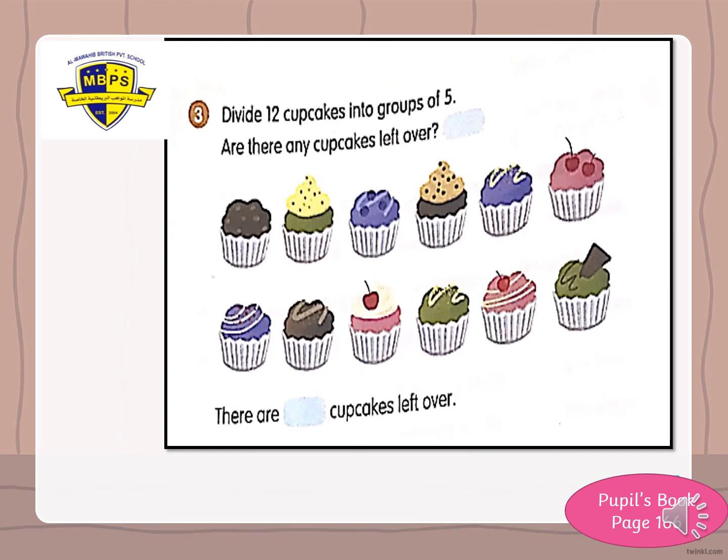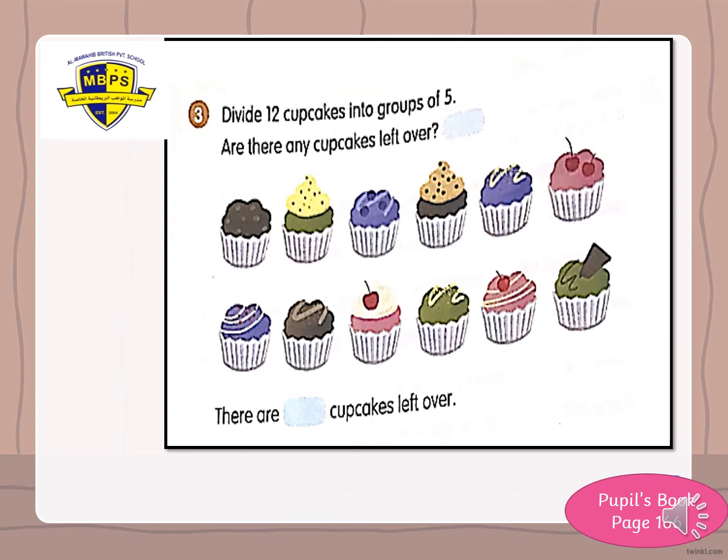Now turn over the page and open page 166 in your pupil's book. Question number 3. Let's read the question. Divide 12 cupcakes into groups of 5. So we will divide the 12 cupcakes into groups of 5. If I say the word groups, then you will use grouping. You will divide by grouping. But at this time, I need groups of 5. Then after you make groups of 5, are there any cupcakes left over?